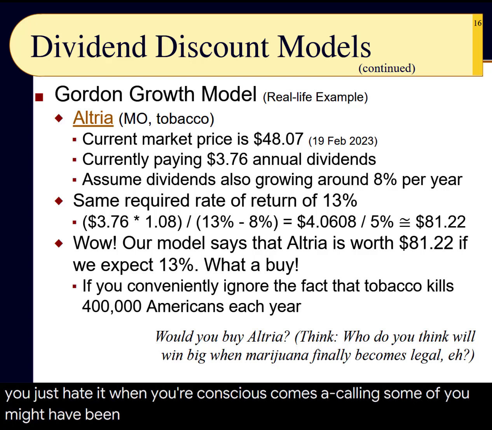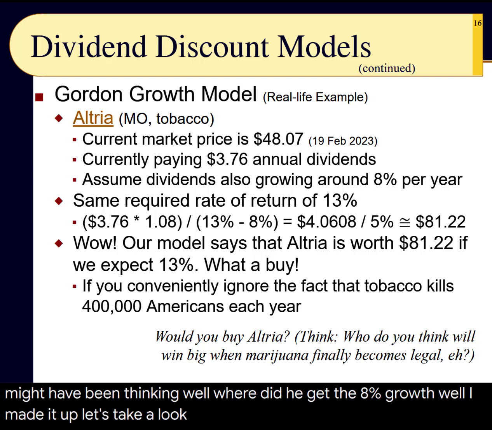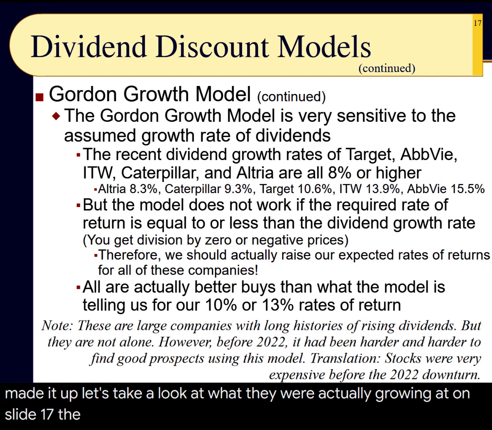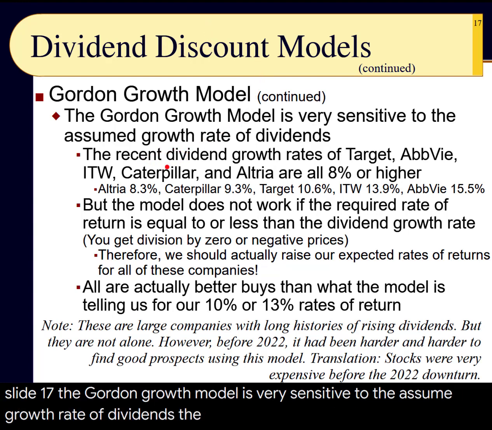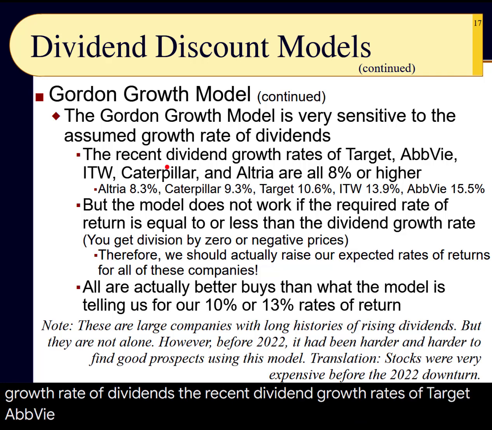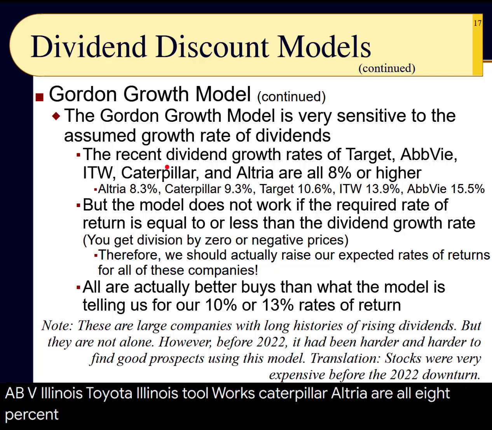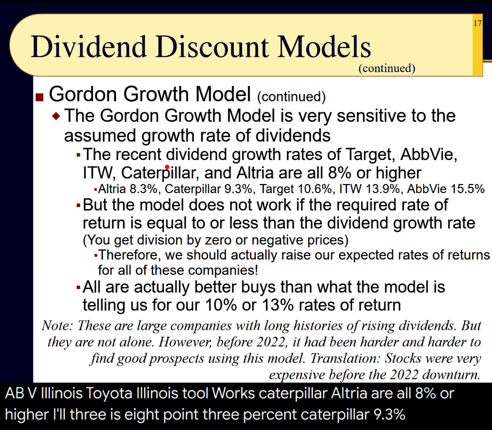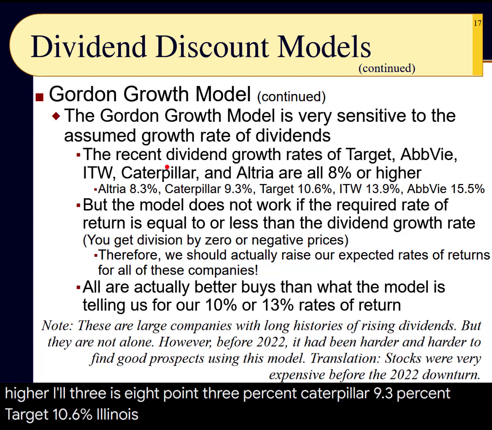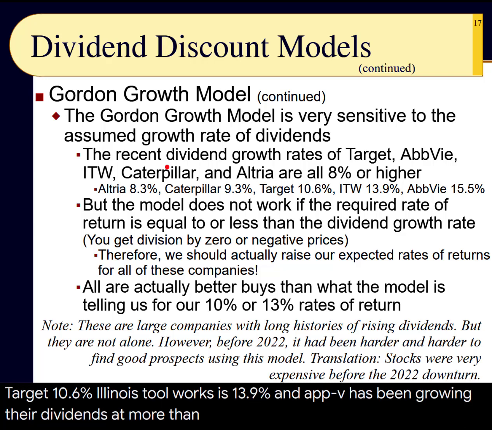Some of you might have been thinking, well, where did he get the 8% growth? Well, I made it up. Let's take a look at what they were actually growing at on slide 17. The Gordon growth model is very sensitive to the assumed growth rate of dividends. The recent dividend growth rates of Target, AbbVie, Illinois Toolworks, Caterpillar, Altria are all 8% or higher. Altria is 8.3%, Caterpillar 9.3%, Target 10.6%. Illinois Toolworks is 13.9%, and AbbVie has been growing their dividends at more than 15%.